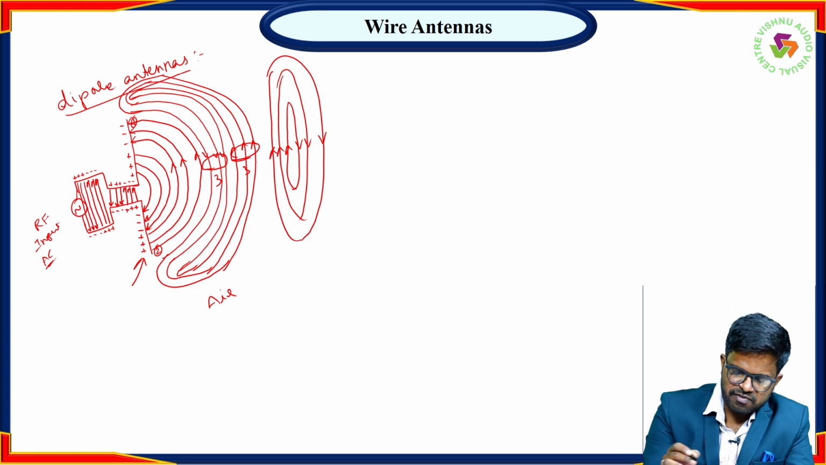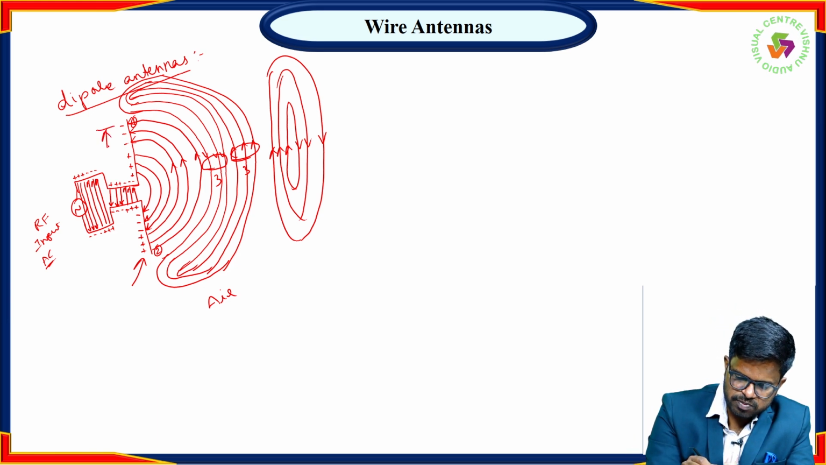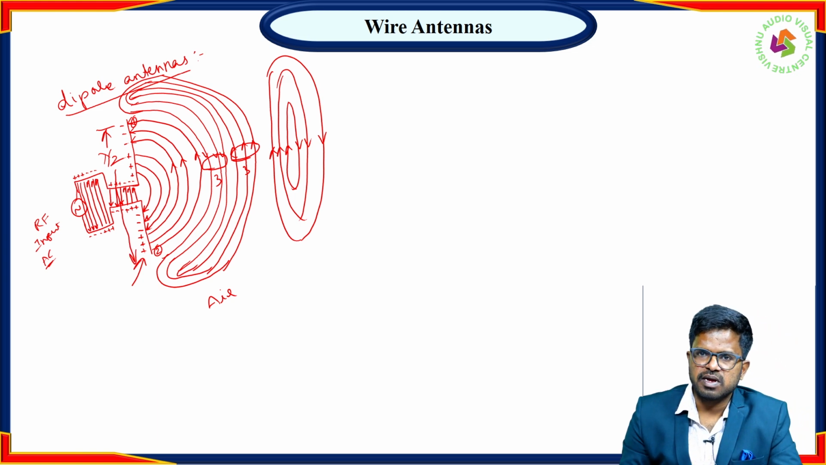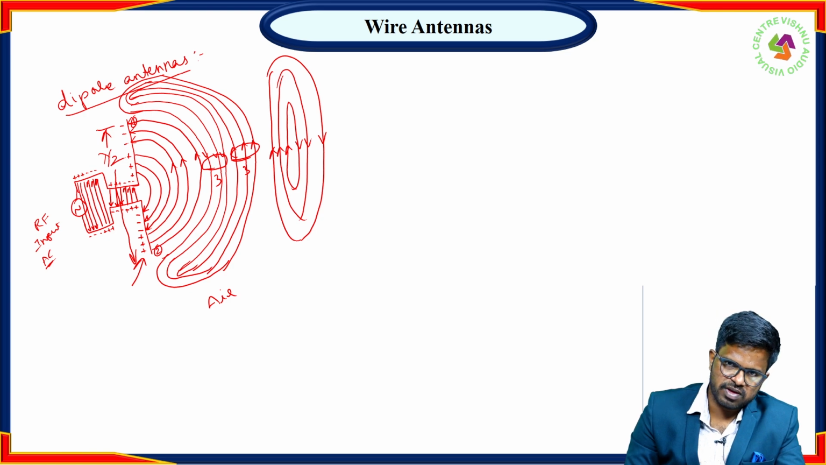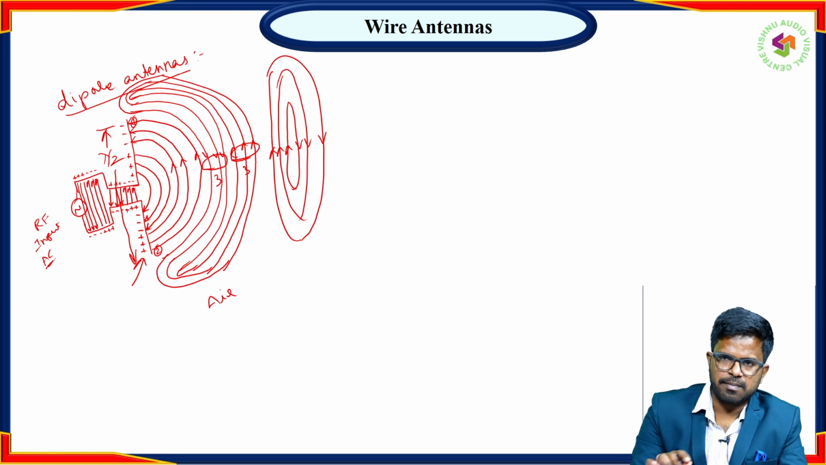Normally for the dipole antenna, the length of the antenna should be lambda by 2. So this is the basic mechanism of a dipole antenna that we can design at our home also. They are very simple in design. If we take some lambda by 2 length, we can propagate the signal and we can receive the signal.